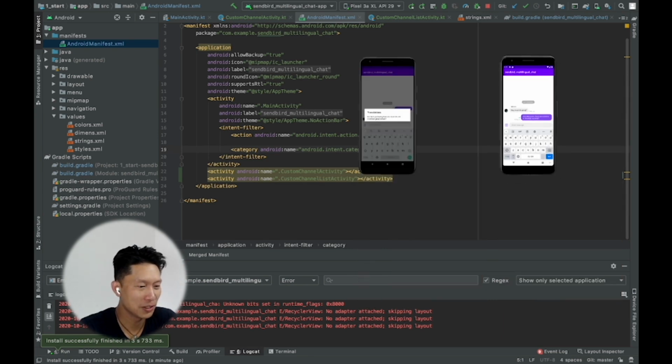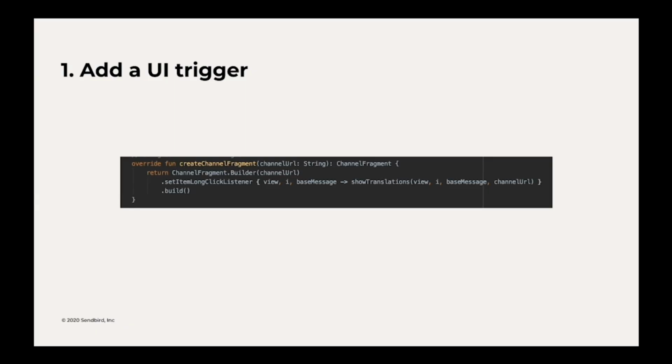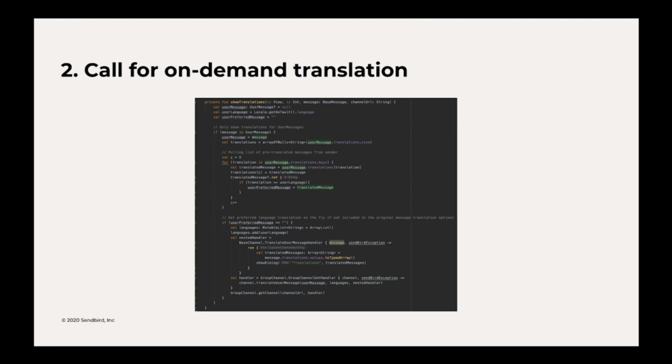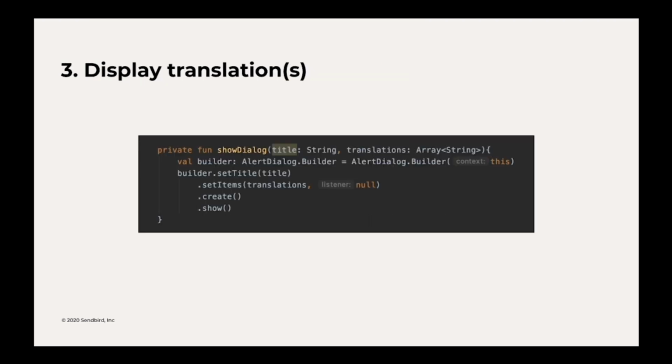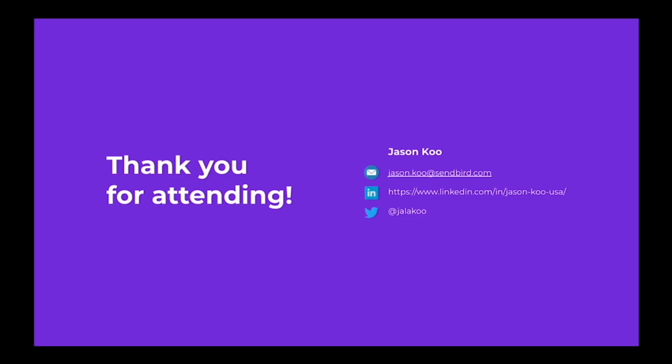All right, so let me go back to the presentation here. This is just screen grabs of what we had gone through, which was UI triggers for our fragments, and the code for the on-demand translation. I went through that twice already because we had to wait a little bit, and displaying translation, so we'll just skip through this. Okay, so that's it. Again, we got translation up and running, chat up and running.